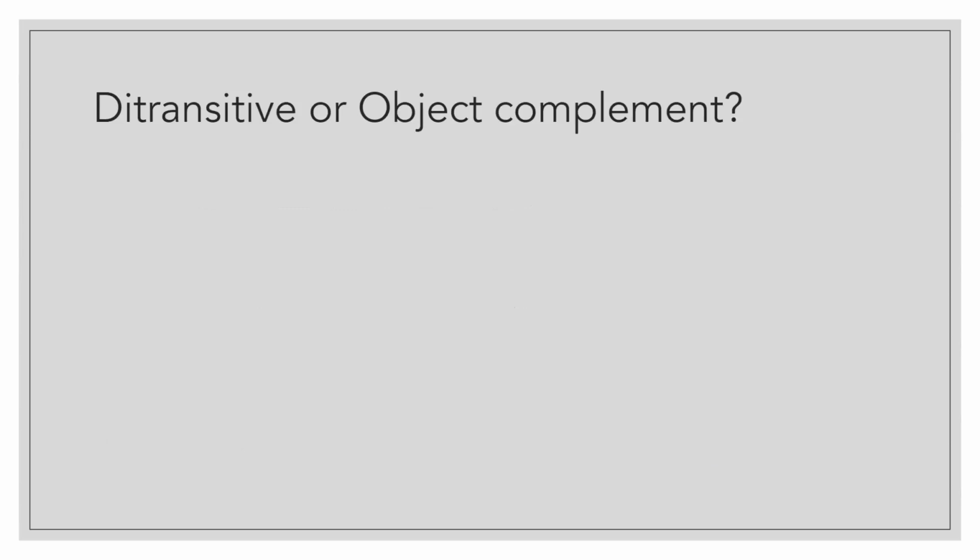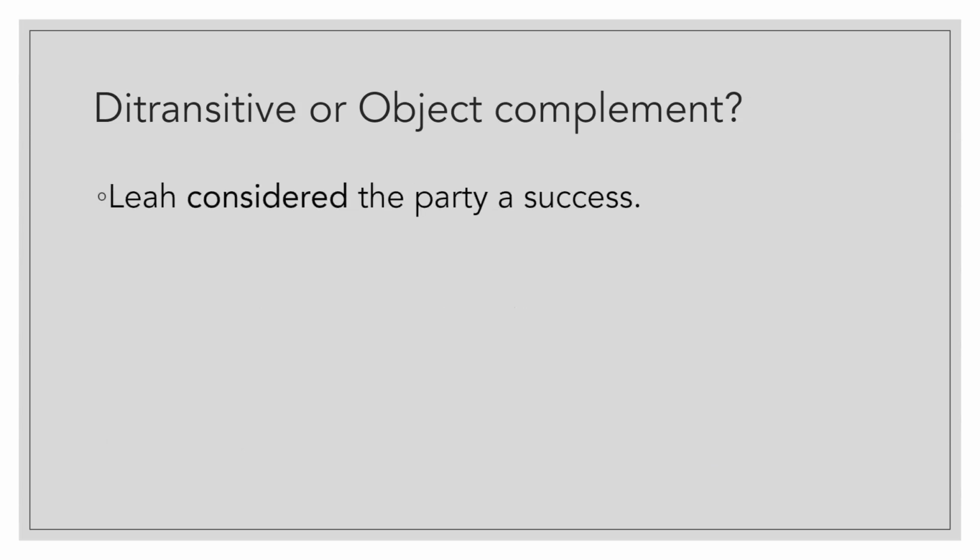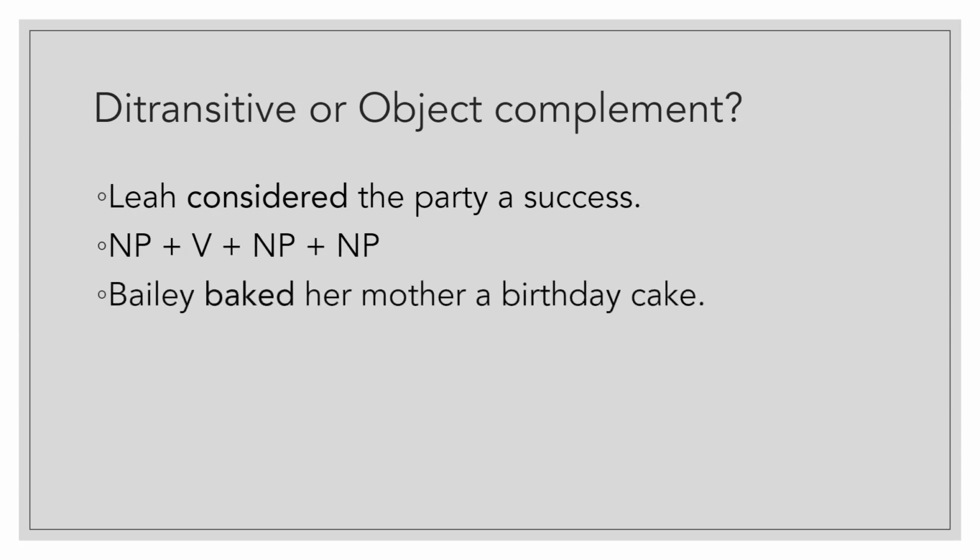Okay. Our second question, right? We had those verbs that are followed by two noun phrases. And we need to decide, is it ditransitive or object complement? Okay. So we have this sentence here, and we see that after the verb, we have two noun phrases. And then our second example also is a verb followed by two noun phrases.